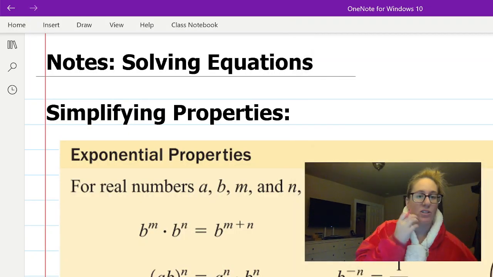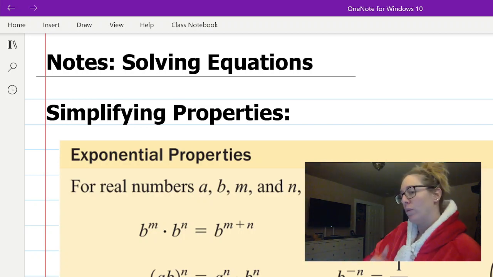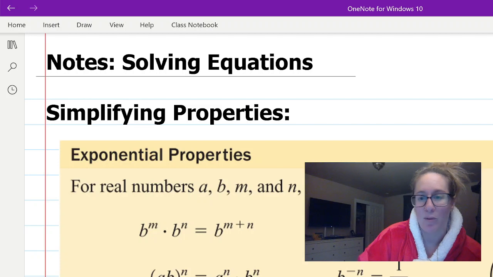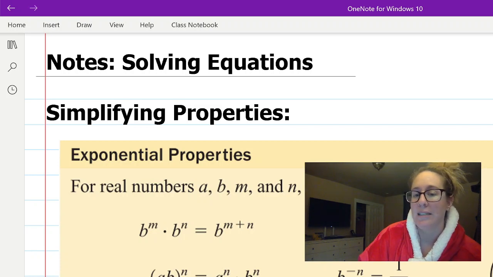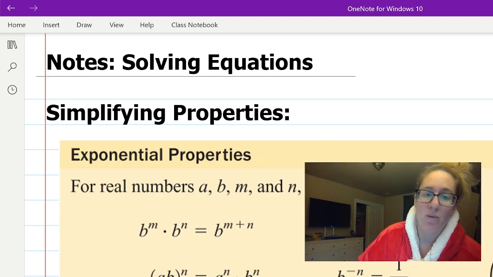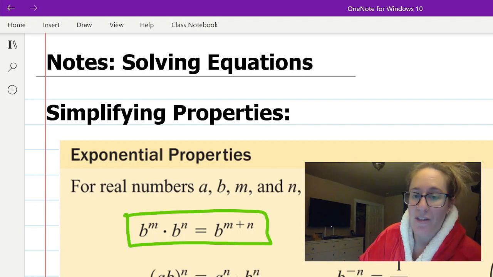Okay, here we go. So like I said, the first thing you need to do is make sure you really understand those exponent properties. We have gone over these exponent properties already this school year. We've used these exponent properties before, but just take a look at the different properties. The main ones we want to make sure we are super good at are going to be this first one. When you multiply two bases, you add their exponents.